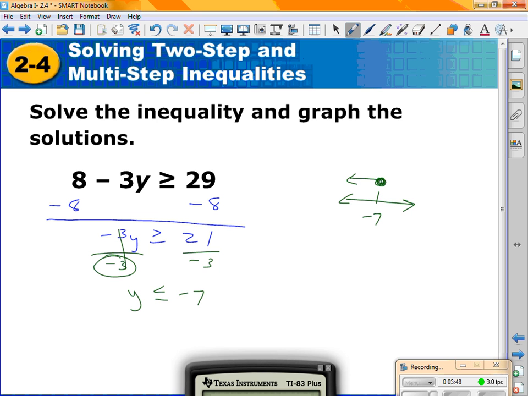If you wouldn't have flipped the sign, you would have had greater than. So you might have picked 0. Well, 0 times anything is gone. You might have had 8 is greater than 29. That's not true. You know you have a mistake. By graphing, you are checking your work.